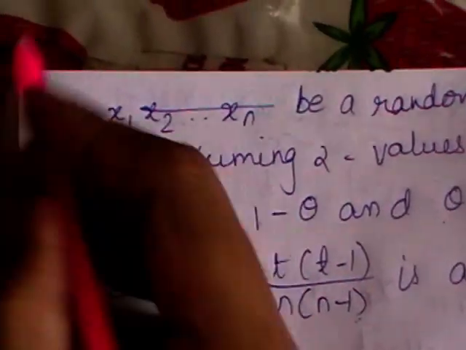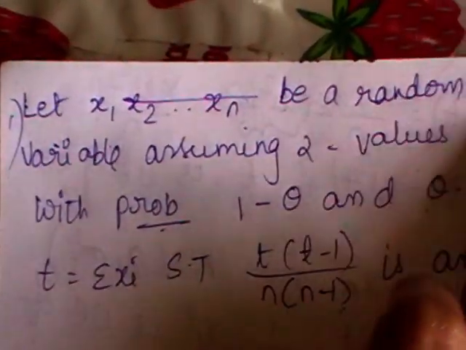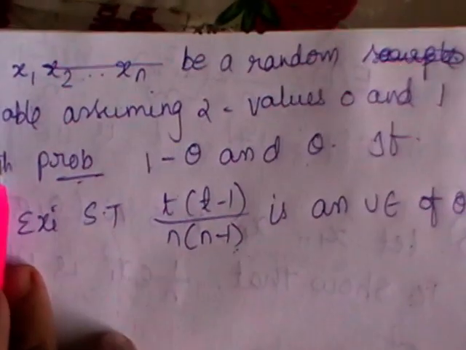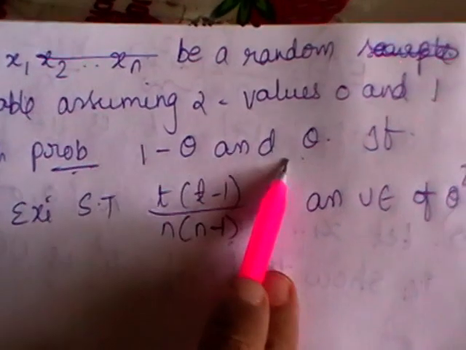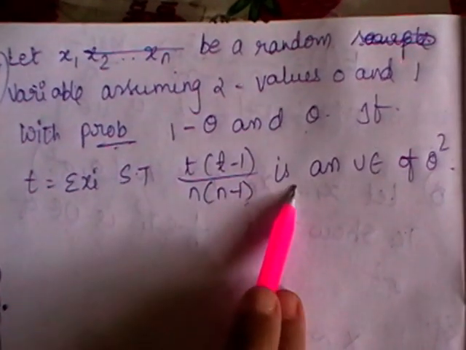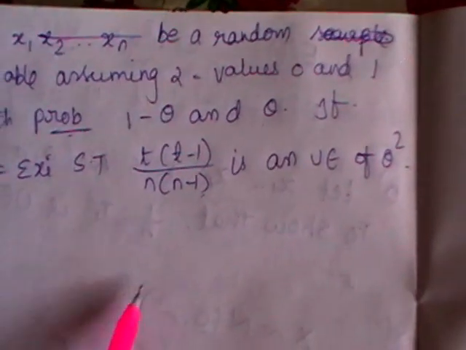So the next question is, let X be a random variable assuming two values 0 and 1 with probabilities 1 minus theta and theta. If T is equal to sigma Xi, show that T into T minus 1 by n into n minus 1 is an unbiased estimator of theta square.